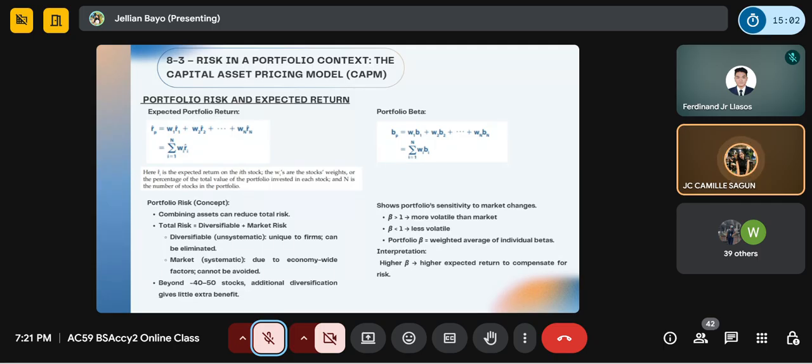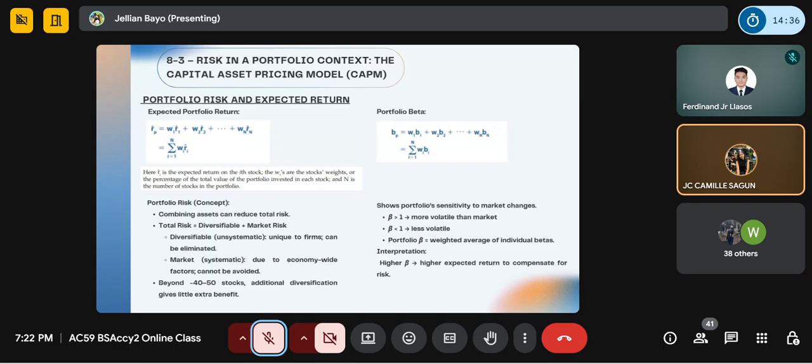When 1 is greater than beta, the portfolio is less volatile than the overall market. When the market goes up or down by 1%, this portfolio tends to move by less than 1%. But when beta equals 1, the portfolio has the same volatility as the overall market, for the weighted average of the individual betas.